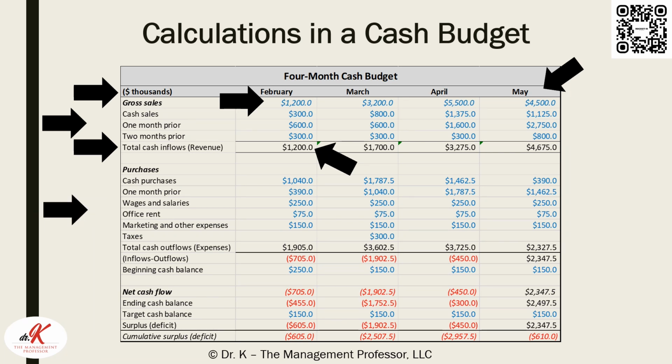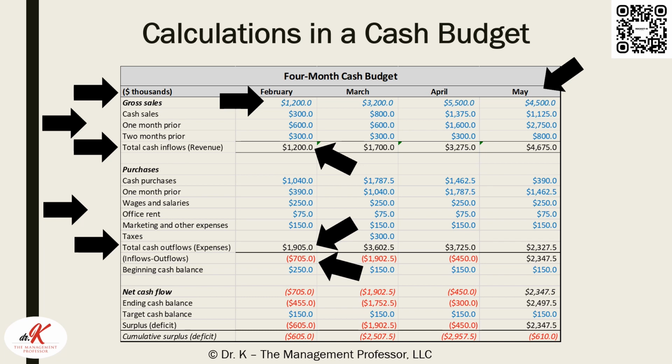This next section details what is paid out of the organization, known as purchases or expenses. This section can include any cash purchases, wages, salaries, mortgages, rent, insurances, marketing and promotional expenses, as well as tax paid out and other items. Here, the total of what was paid out of the organization in February total $1,905,000.